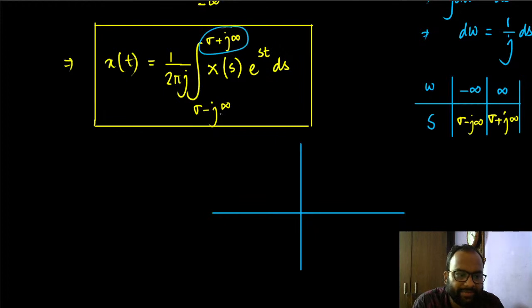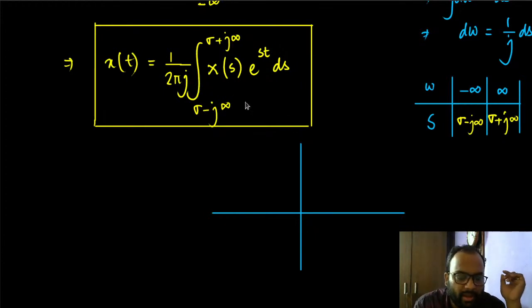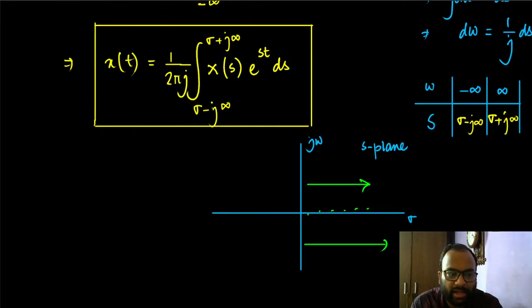So what is this integration really talking about? This integration is really talking about a complex integration over a certain region. We say that sigma is positive, a complex number once again. So this is sigma and this is the omega axis. This is called the s plane. Sigma is positive, which indicates that we are talking about this entire region to the right. In this region all sigma are positive, right? And then we integrate from negative infinity to positive infinity in the omega axis.